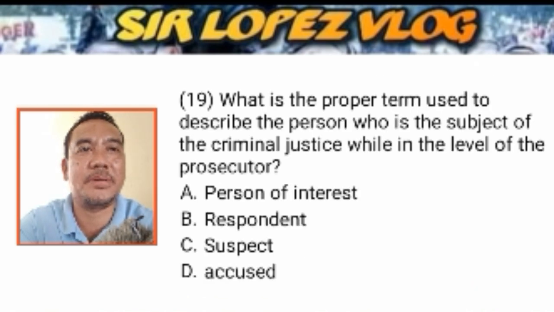What is the proper term used to describe the person who is the subject of the criminal justice while in the level of the prosecutor? A. Person of interest. B. Respondent. C. Suspect. Or letter D. Accused. Number 20.